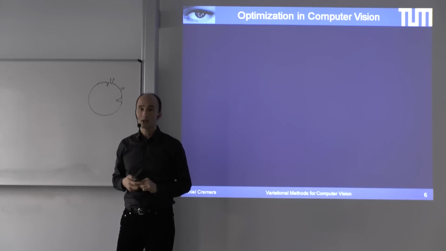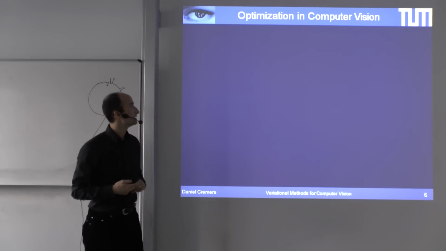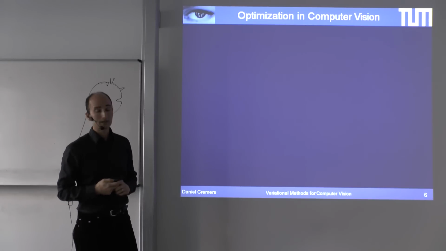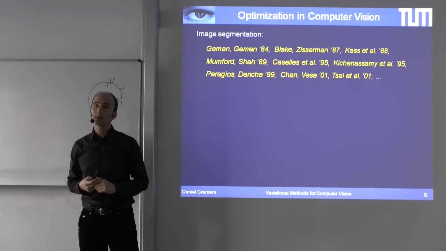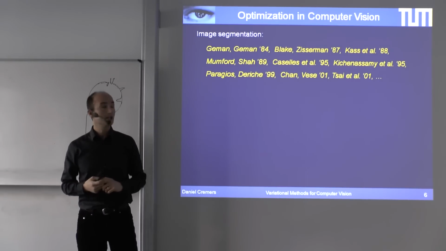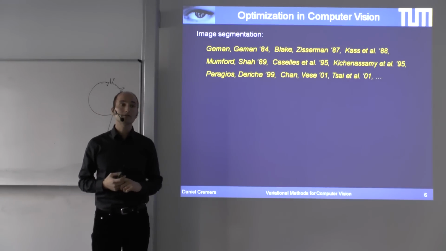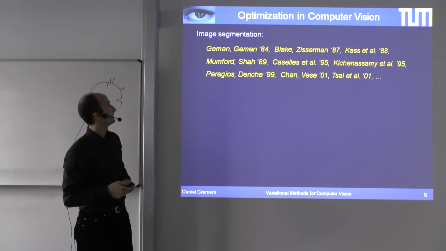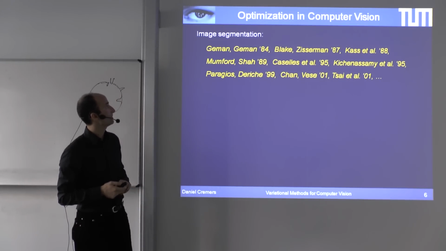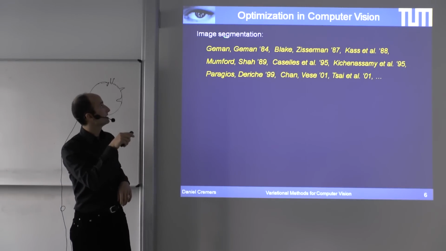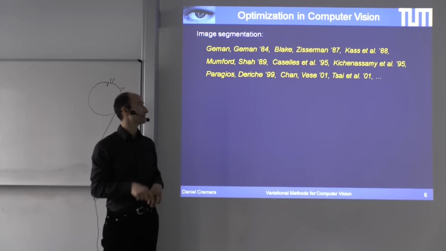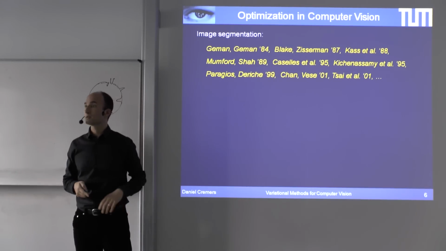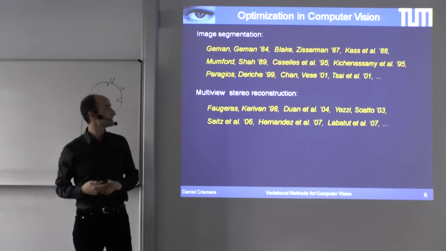Since then, a lot of time has passed, since the 17th century when it all started, and today variational methods are used very frequently in many fields of sciences, in particular in the field of computer vision and image analysis. There are many examples of variational methods and optimization methods in computer vision. This is image segmentation. These are just about 10 or 15 papers in this line, but there are really thousands of papers in all of these techniques.